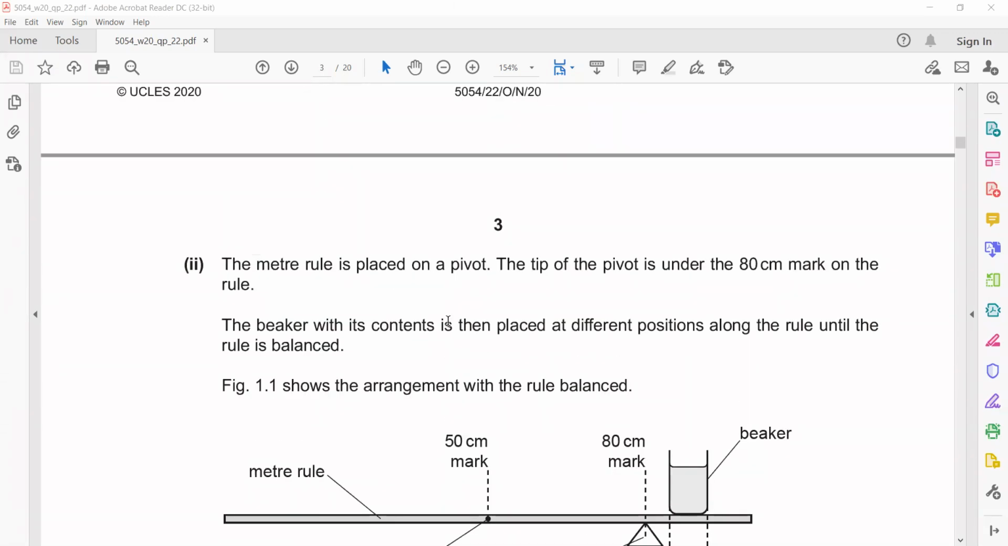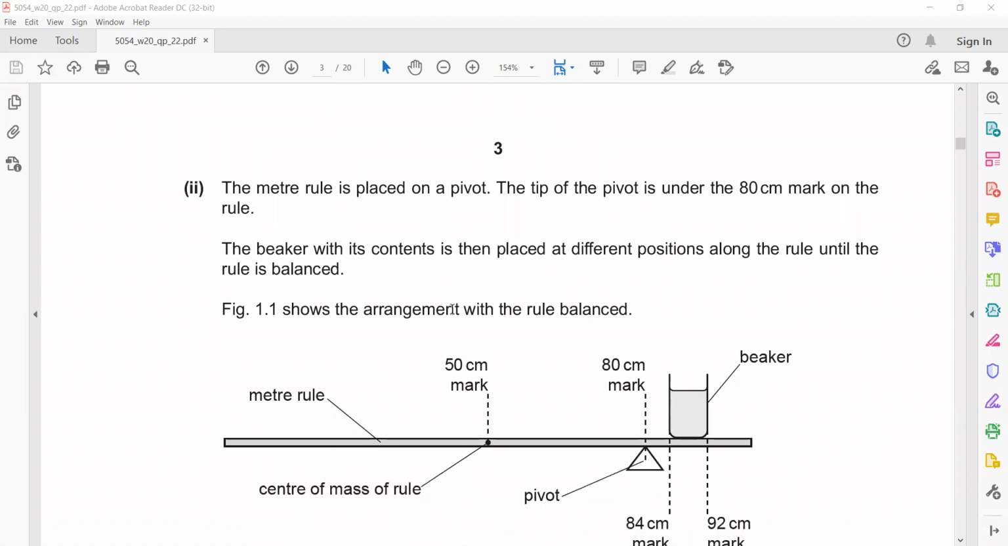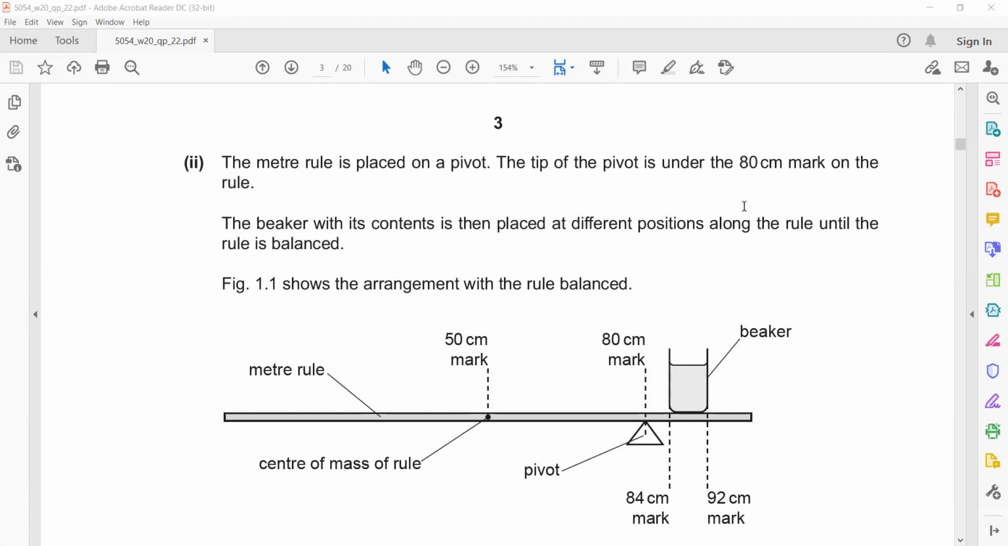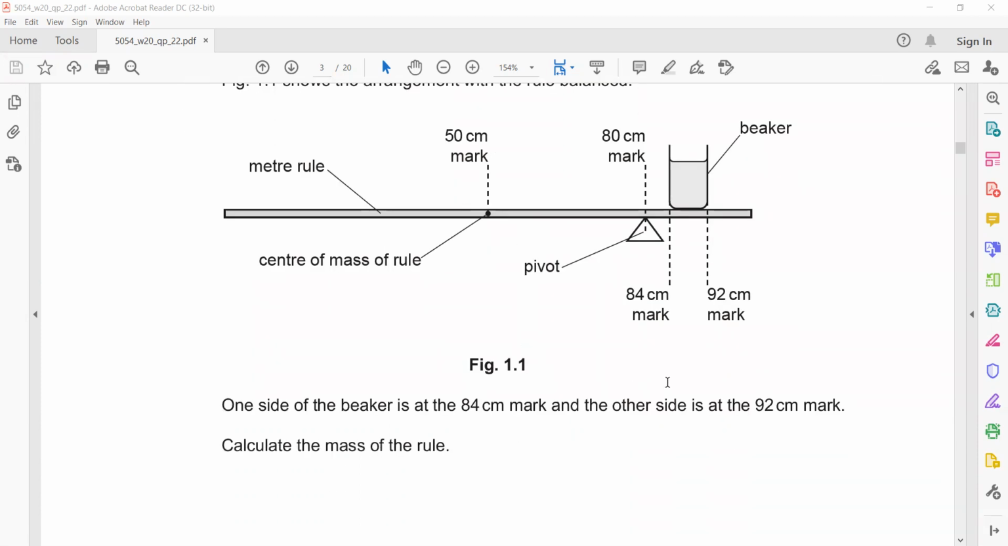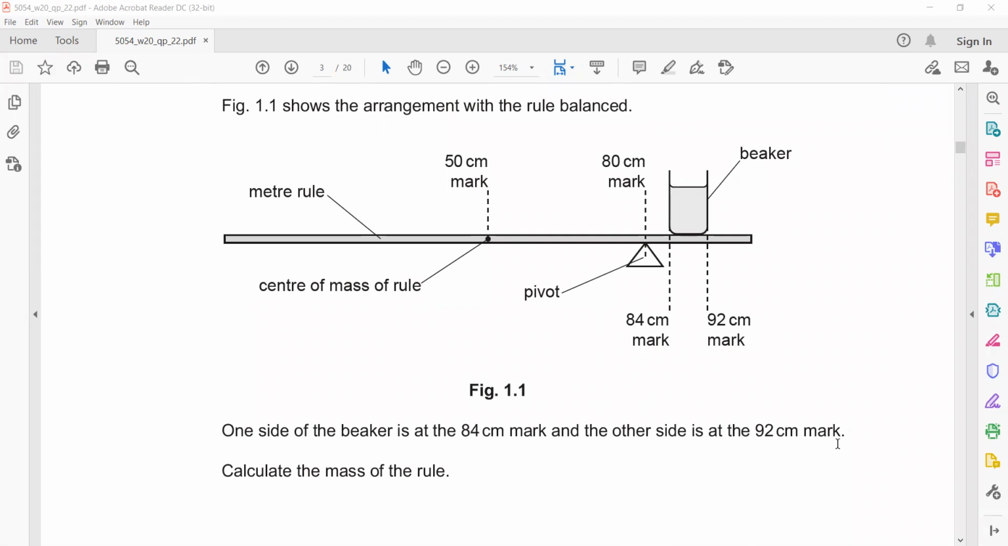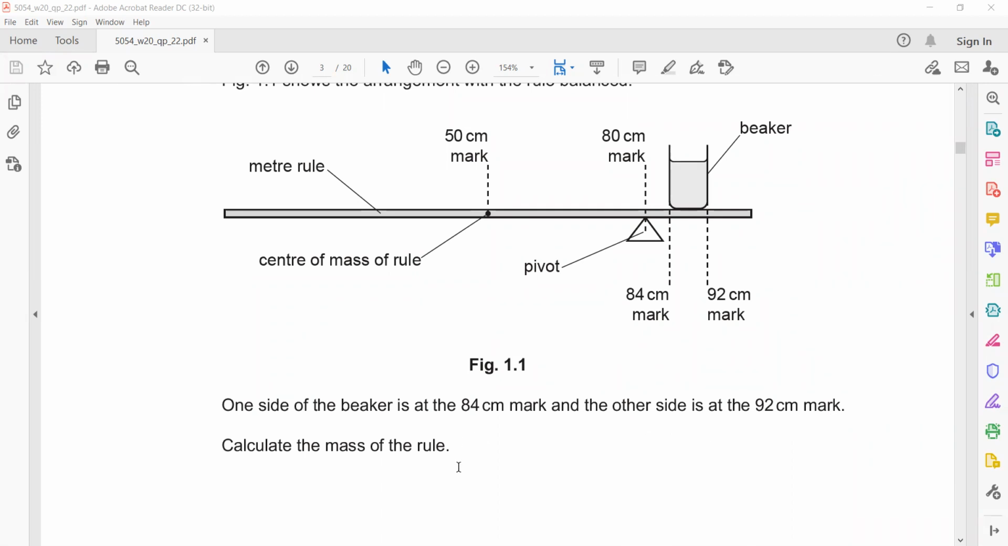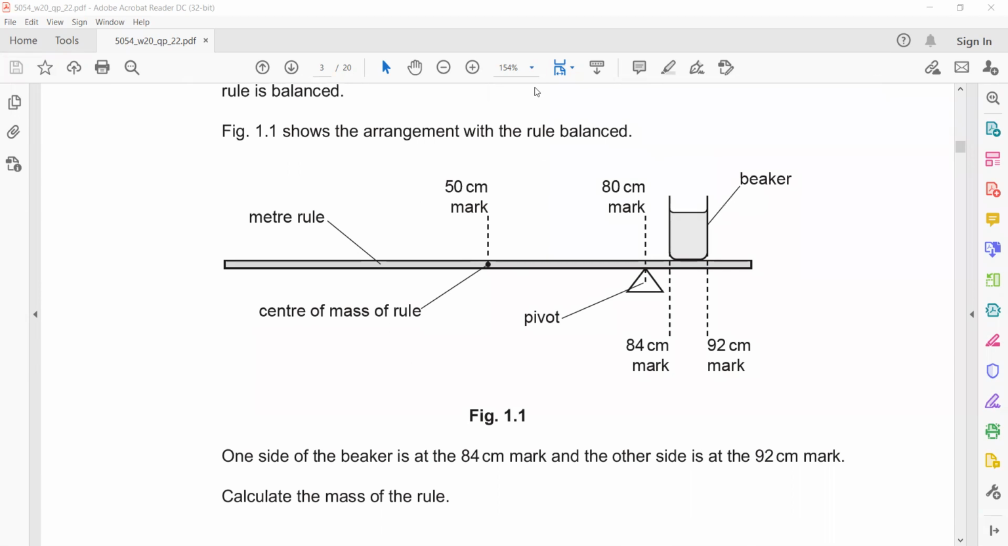Question 1b2: the meter rule is placed on a pivot, and the tip of the pivot is under the 80 centimeter mark. The beaker with its content is positioned as shown, on one side at 84 and the other side at 92. Calculate the mass of the rule. We'll consider it as uniform.